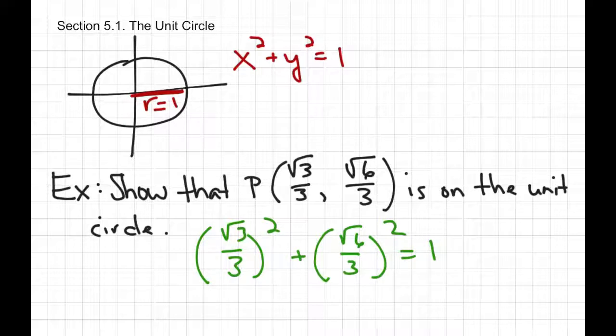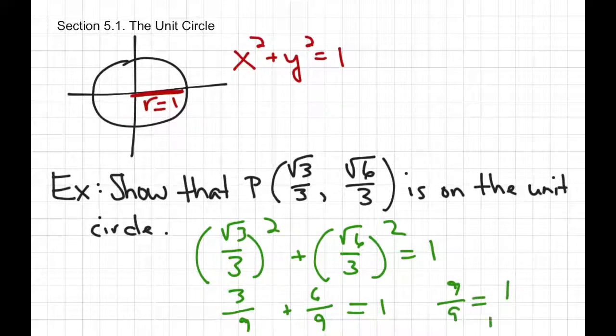So what do you get when you square the square root of 3 over 3? Well, you get 3 over 9, which is 1/3, right? And then when you square the square root of 6 over 3, you get 6 over 9. I'm going to leave it instead of reducing it because they have a common denominator. And 3 over 9 plus 6 over 9 is 9 over 9, which is 1.